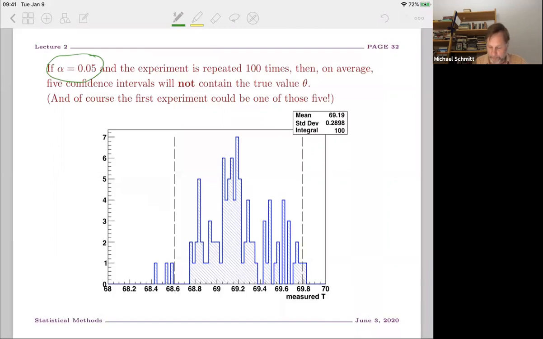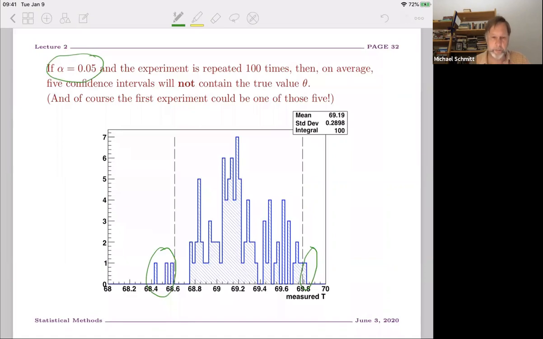Okay, so here's an example where I threw 100 random numbers, and indeed, sometimes the values that I get are outside the, in this case, 95% confidence level interval. And that's just the way statistics works. That's the way it is. There's nothing you can do about that. Sometimes you're lucky, sometimes you're unlucky. In any case, this is how it works out.